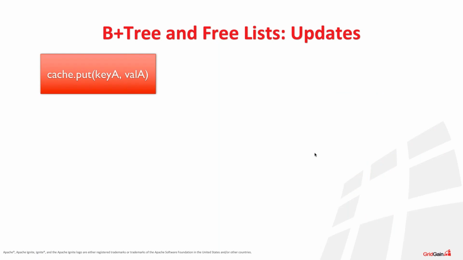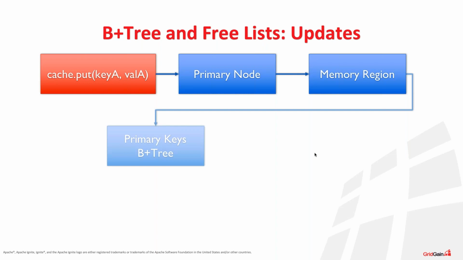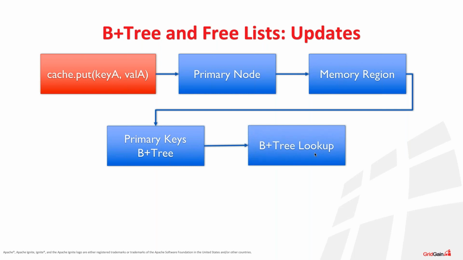It can be a cache put operation, or it can be an SQL insert operation, whatever you like more. So again, we need to find out a primary node. We need to send a network request to that node, and once the request is received and processed, we'll find a memory region the cache belongs to. Then nothing changes here. We need to find the B+Tree for primary keys. Inside of this B+Tree, we need to find a unique position for our index page that will hold the new key and value.